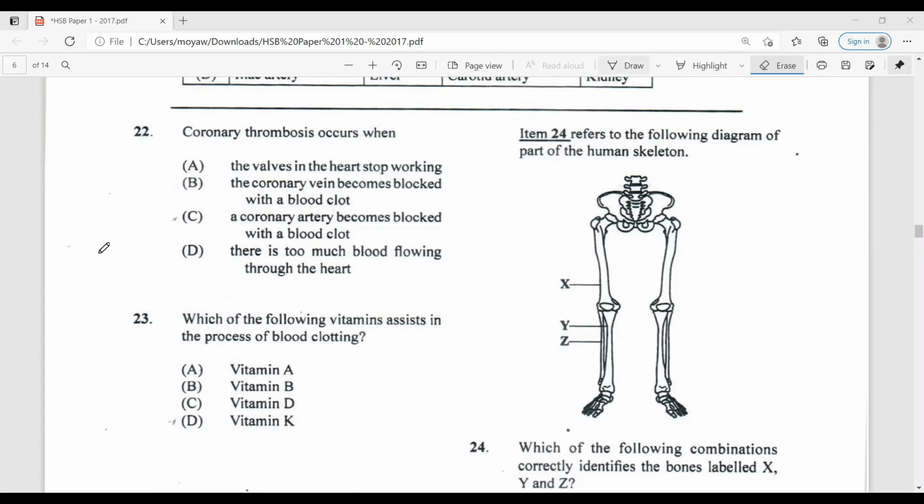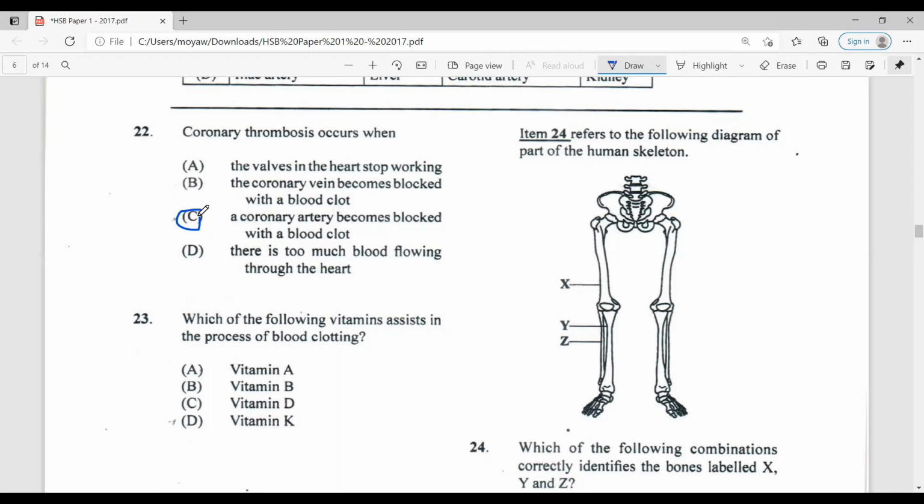So remember, coronary has to do with the heart, and thrombosis has to do with blood clots. So coronary thrombosis would be the formation of blood clots inside the blood vessels of the heart. This blood clot may restrict blood flow within the heart, leading to heart tissue damage or a myocardial infarction, also known as a heart attack.